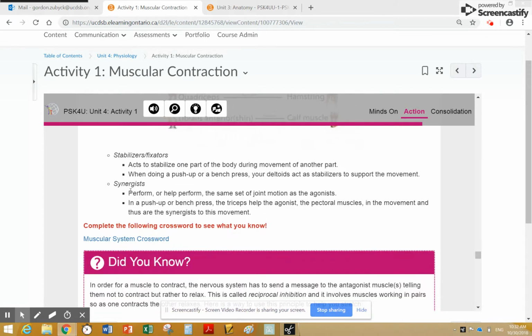Then, of course, there are synergists. These are muscles that help perform an exercise or motion, and in this case, again, the push-up or bench press. Your pectoral muscles are the major ones, all right, in terms of getting this done. So they're the agonist, but then your synergists are the triceps, because the triceps also help to perform the movement.